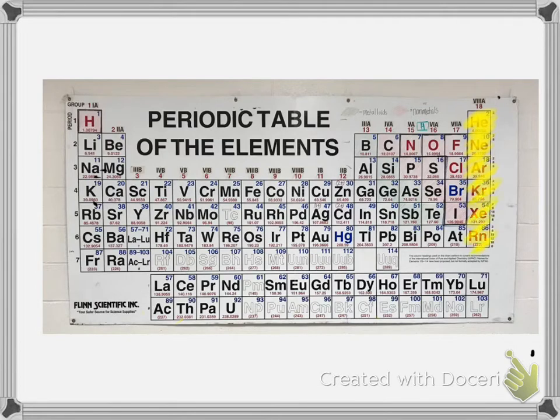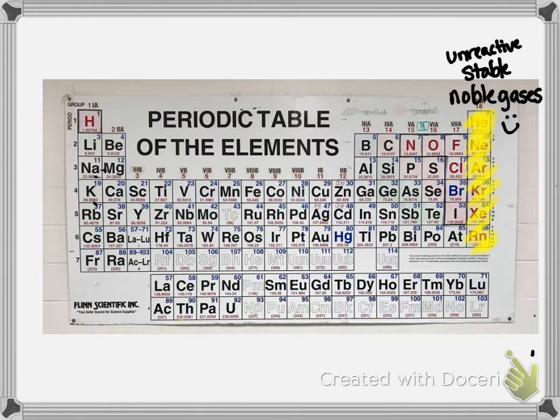This group right here is known as the noble gases. The noble gases are important because they are the only group of elements that are stable alone. So helium atoms, neon atoms, argon atoms, krypton atoms, xenon and radon atoms do not want to chemically bond and chemically react with other elements because they don't need to. They are happy, stable elements. So they are very unreactive.